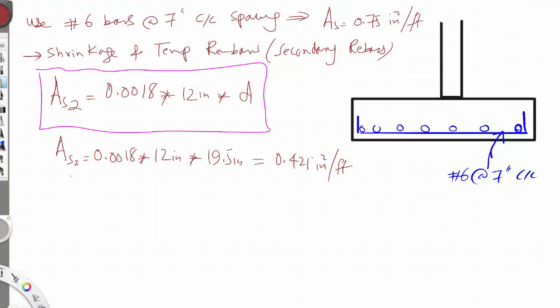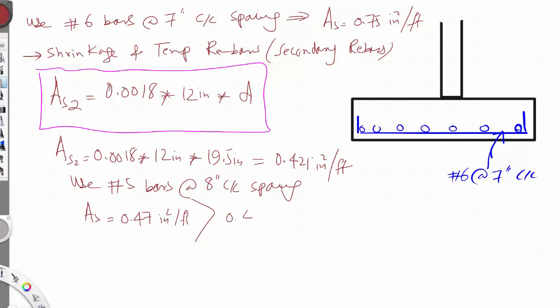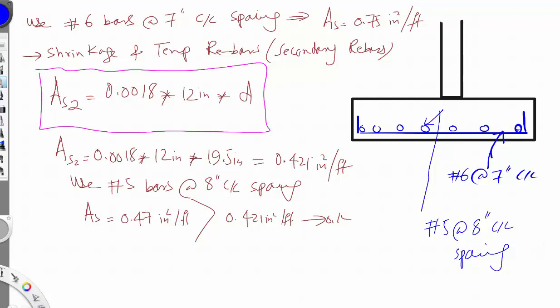So I'll say use number 5 bars at 8 inches center spacing. This will give us an area of steel which is equal to 0.47 inch square per foot, which is larger than 0.421 inch square per foot. Okay, so this becomes number 5 at 8 inch center spacing, and that is the end of our design.